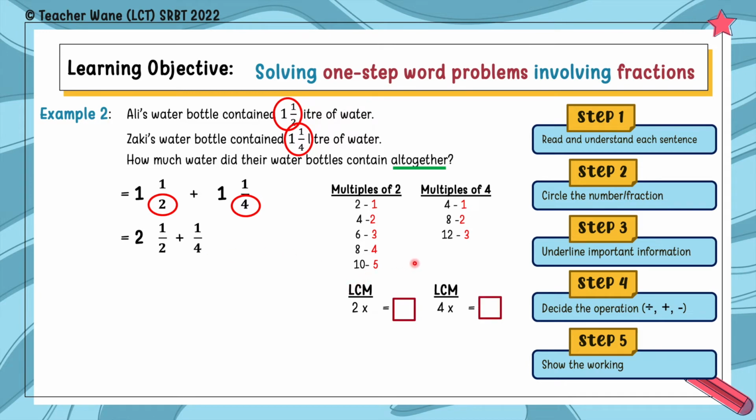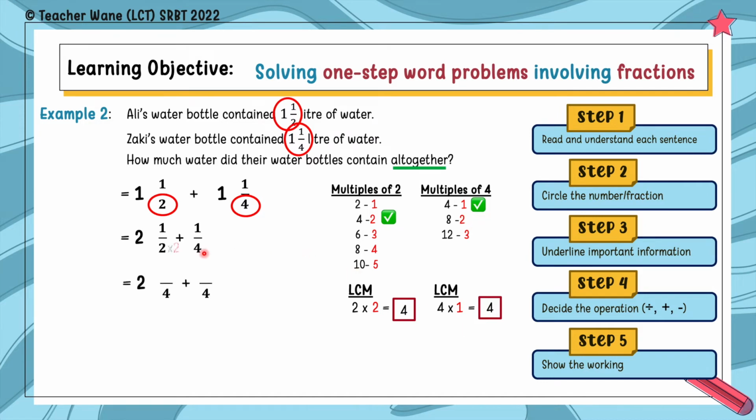Okay, so which one are you going to choose? Great, we are going to choose digit 4. So 2 times what gives you 4? 2 times 2. 4 times what gives you 4? 1. So 4 times 1.